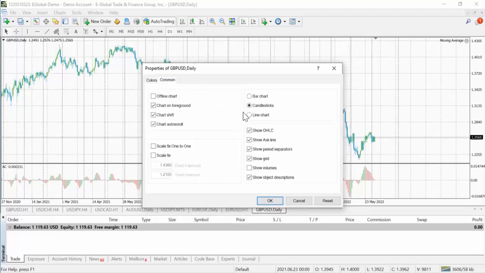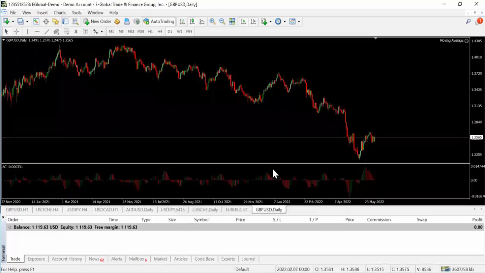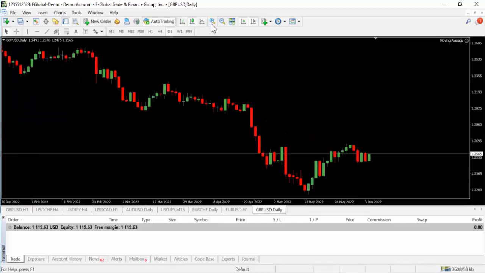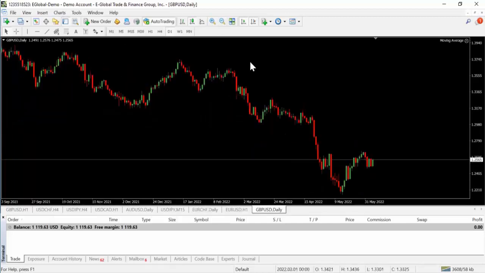Then I want to come to common. I want to remove separator. I don't want grid. Okay, then we have something like this. I want to remove this, right click on it and delete this indicator, make it a little bit bigger. So we can trade like this.